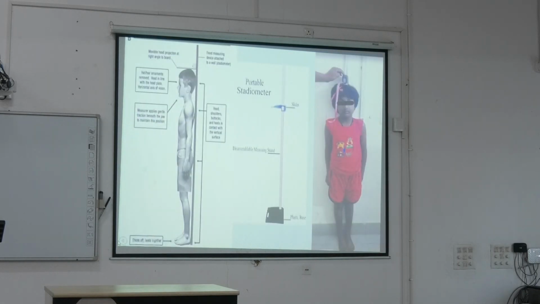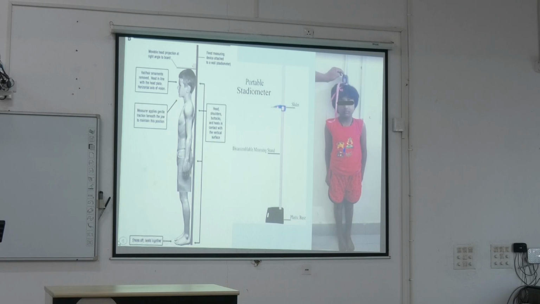Now it is the standing height. So this is the portable stadiometer. You see, there is a footboard and this is a slider. So it can slide like this. And this is a measuring stand. You can even open it. What we are using is another type of instrument. We have it in our OPD. We fix it.